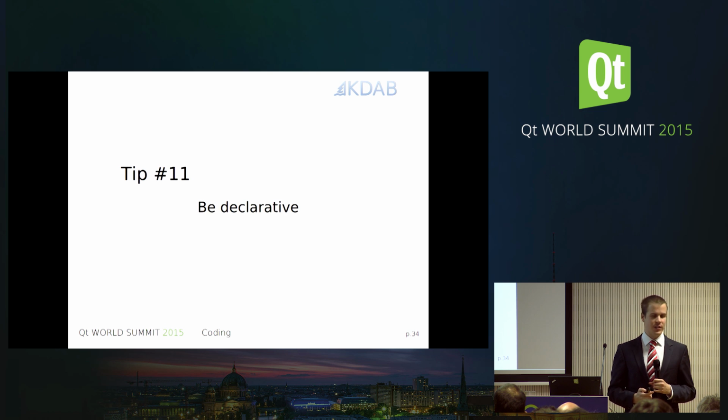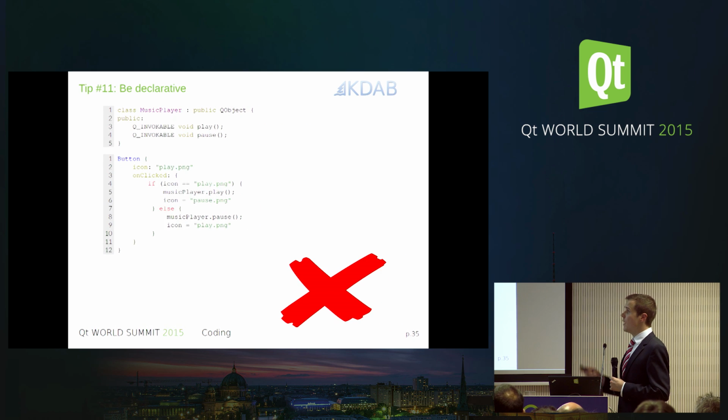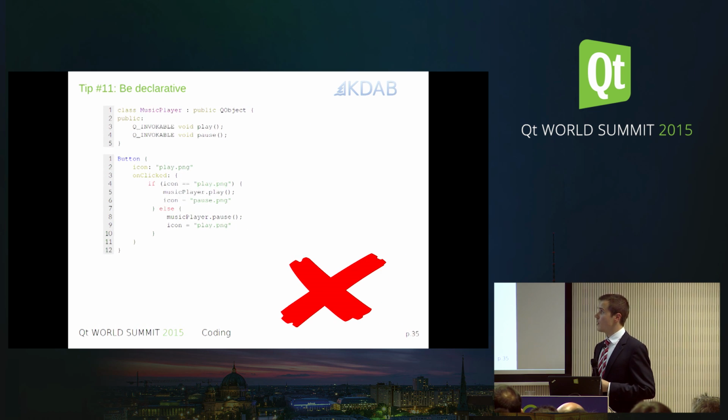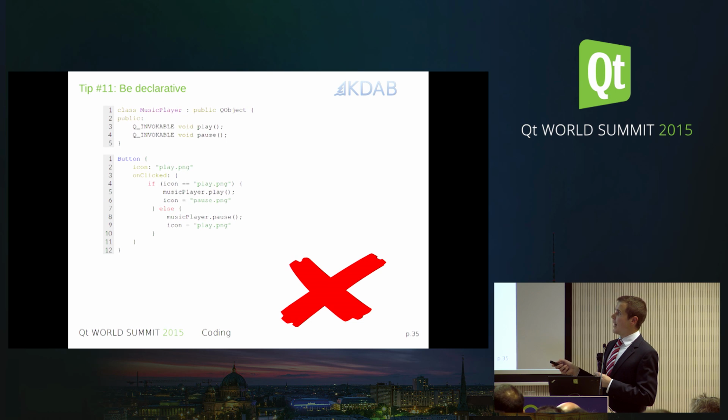I think I want to demonstrate that on an example. This would be the imperative approach. I change properties and I invoke methods. I tell the program what it should do by having statements that are all executed. That's the imperative way of doing programming.